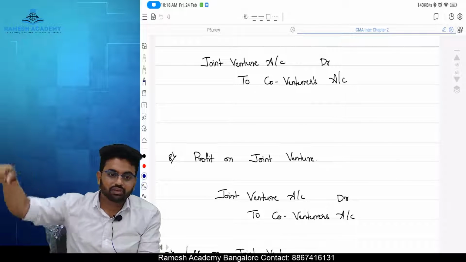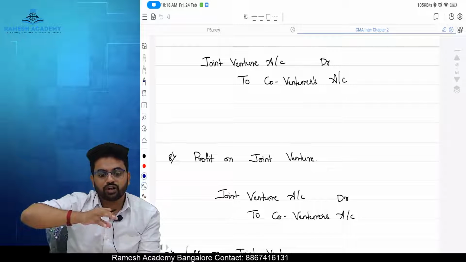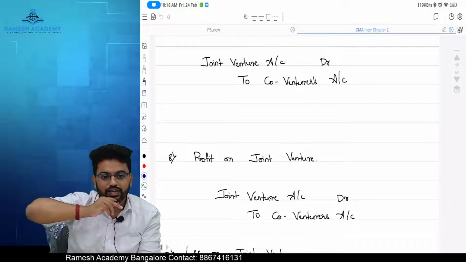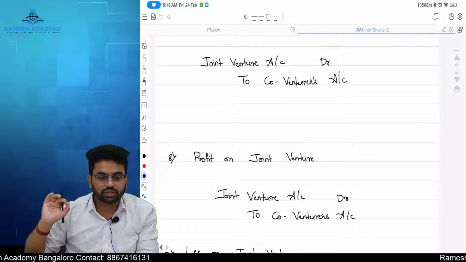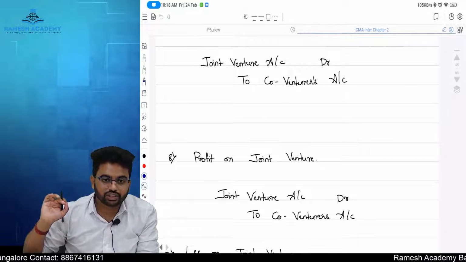So credit balance, now we have to debit the joint venture to distribute a profit to the co-venturers. Same like your partnership business. So what will be the entry, sir? Joint venture account debit to co-venturer account. How will it be shared? In their profit sharing ratio, which will be given in the question.